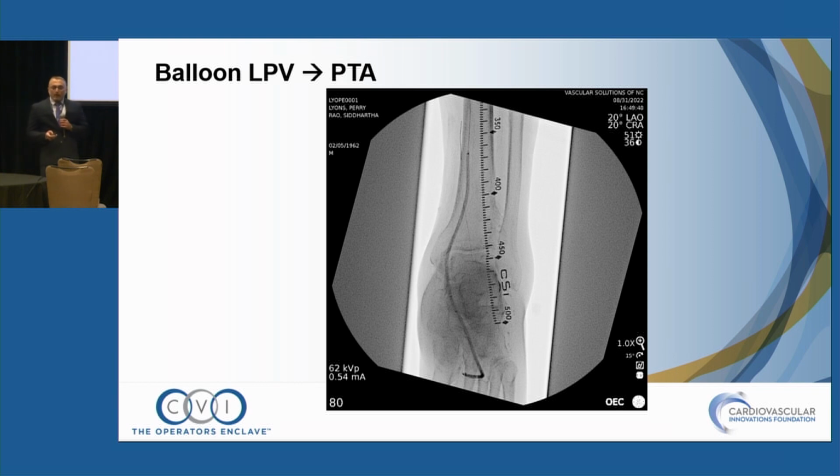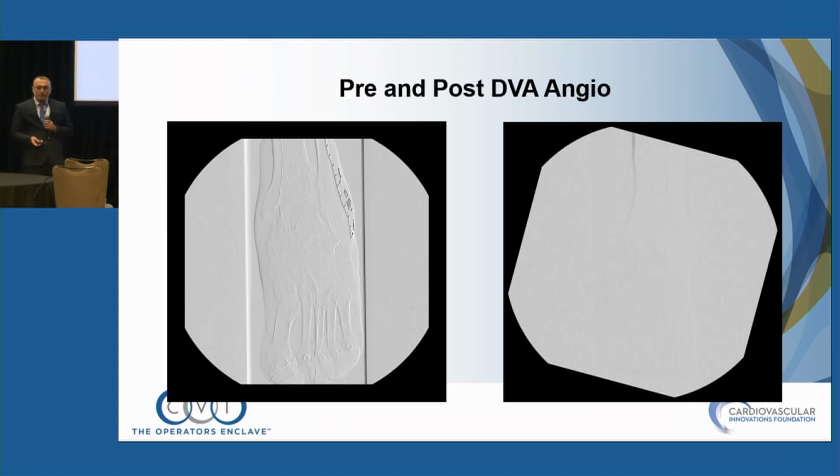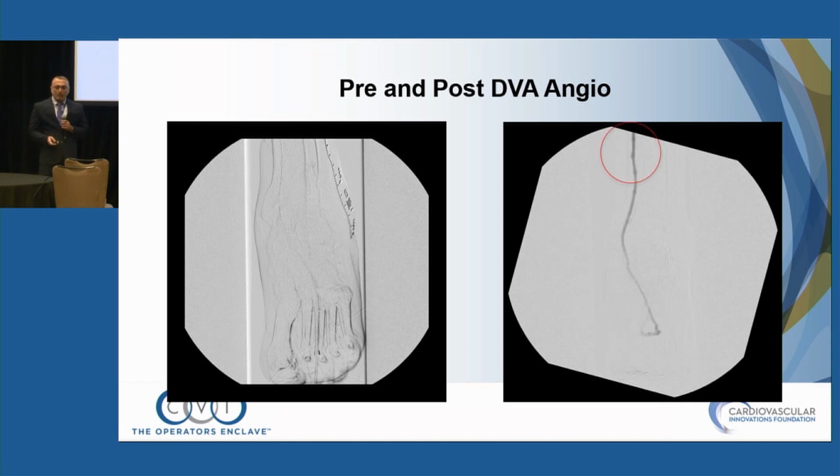Once you do that, you still might not get the best flow. And how we have overcome that is not with a stent graft, but with actually a Supera. The biggest AV steal is usually at the proximal AV crossover site. And by carefully stacking a Supera, you can actually seal the entire thing off. So that's what we do now to try to provide some sort of TIMI-3 flow into the pedal venous arch. And this is what the DVA typically looks like.